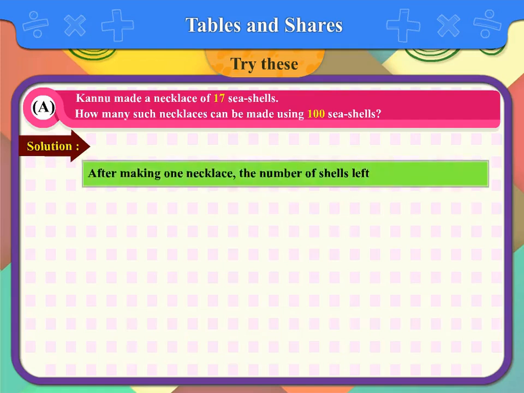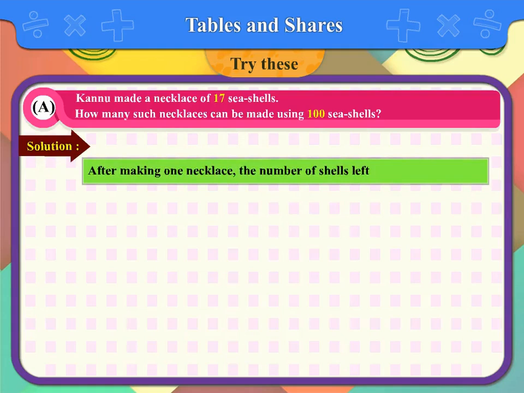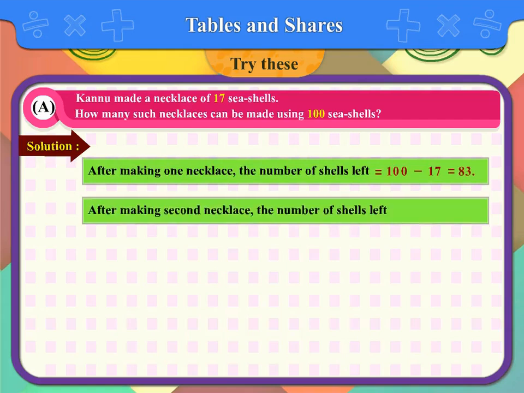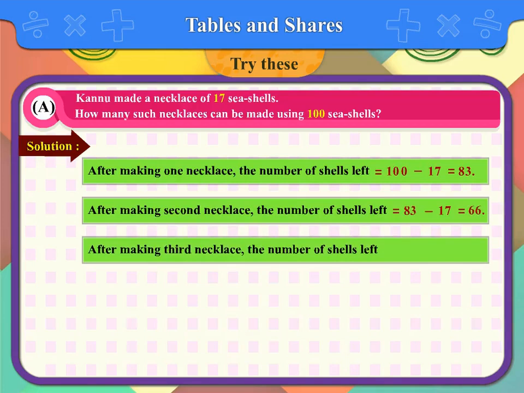After making one necklace, the number of shells left is equal to 100 minus 17 is equal to 83. After making the second necklace, the number of shells left is equal to 83 minus 17 is equal to 66. After making the third necklace, the number of shells left is equal to 66 minus 17 is equal to 49.